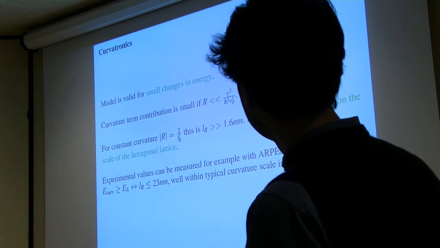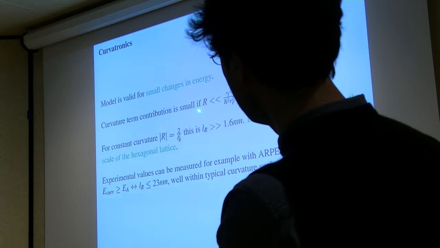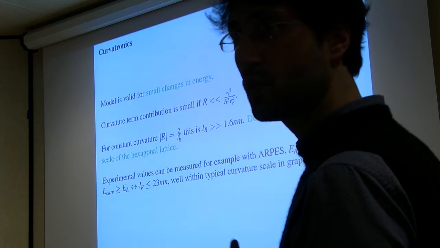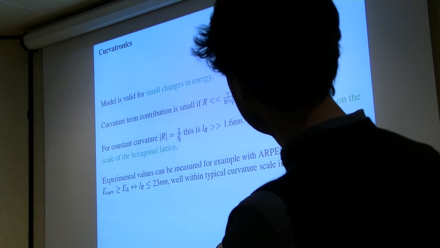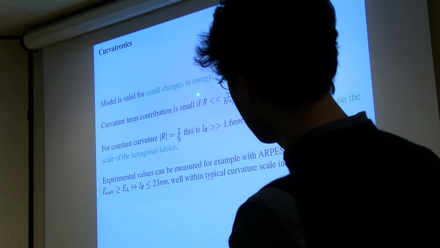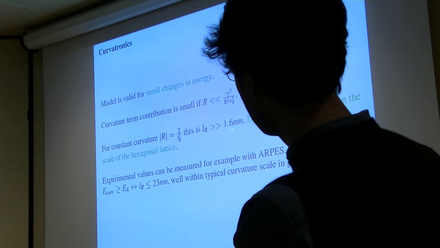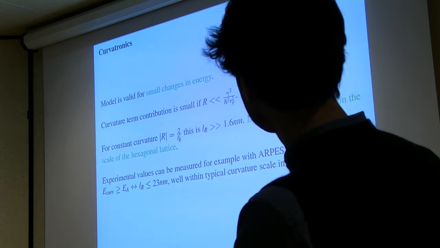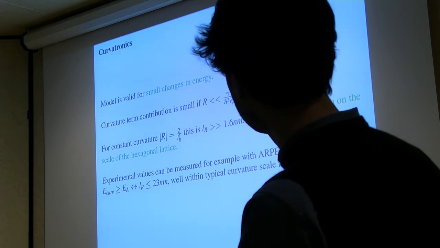Quick remark: we don't want the energy correction here to be too big. Otherwise, we go out of the limit that we're taking of low energies. This means small curvature, big radius of curvature. How big is that? Well, it should be bigger than 1.5 nanometers. So we consider deformations that are smooth on the scale of the lattice.